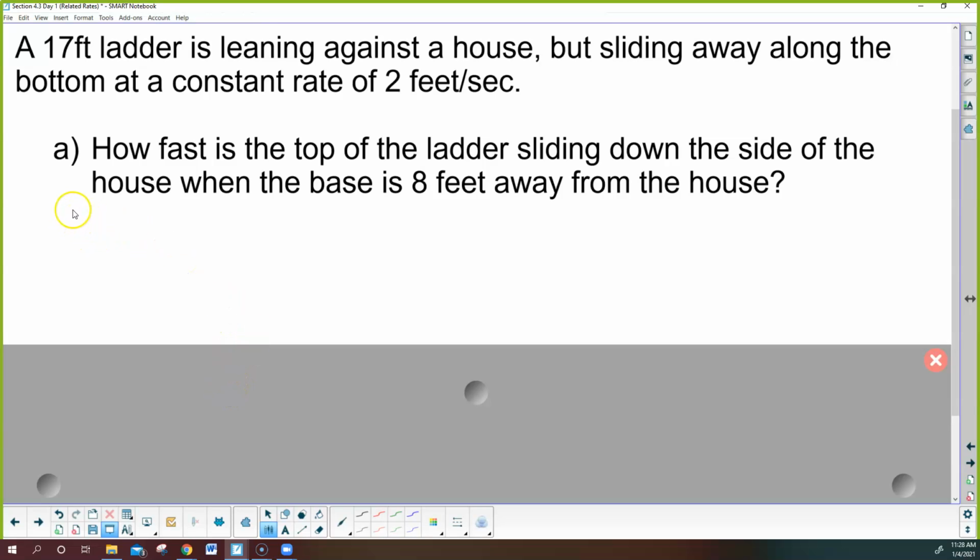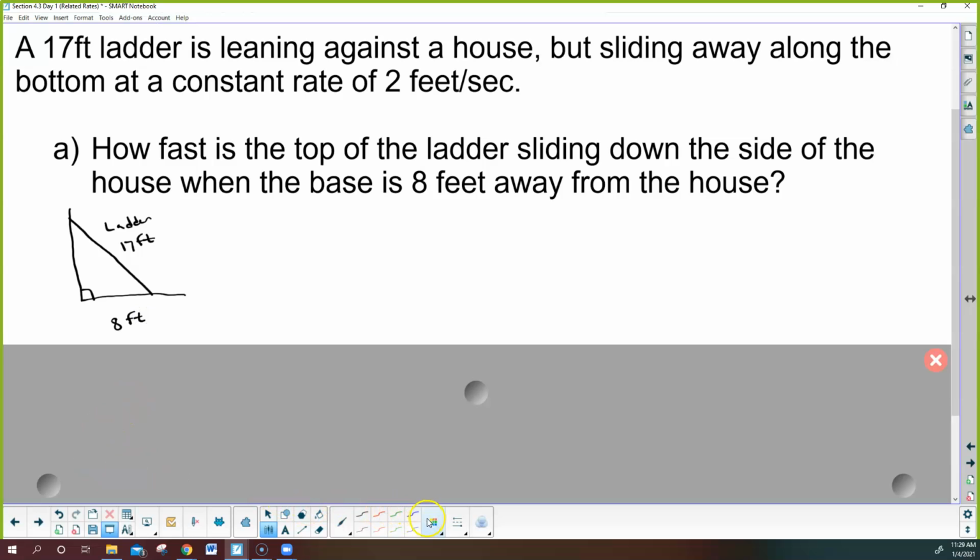So we're going to draw a picture first. And I'm not saying that this picture has to be anything great. There's my ladder. It's up against the house. We know a couple of things. I know the ladder is 17 feet long. How fast is the top of the ladder sliding down when the base is 8 feet away from the house? So we know that this distance on the bottom is 8 feet.